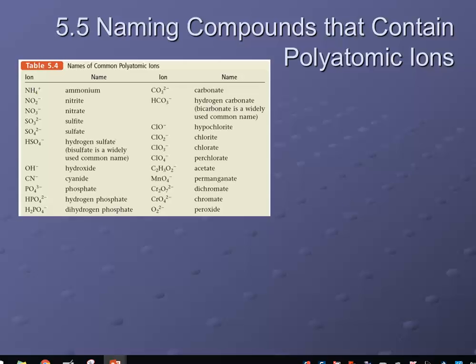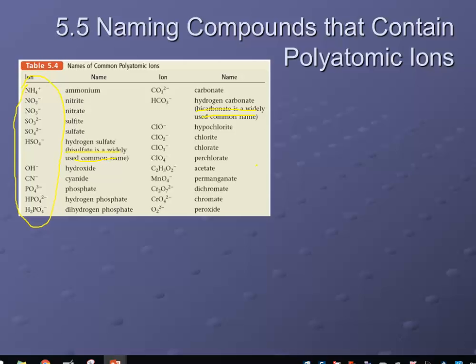You need to know the ion formula for those, how many of each atom is present, and then you need to know the charges of each of these. And then the names, you need to know the names. You do not need to know the common names. I'm not going to ask you the common names. But all the rest of these, I think there's 22.